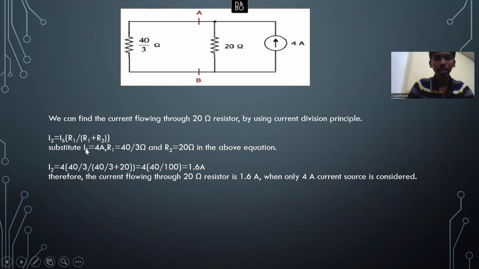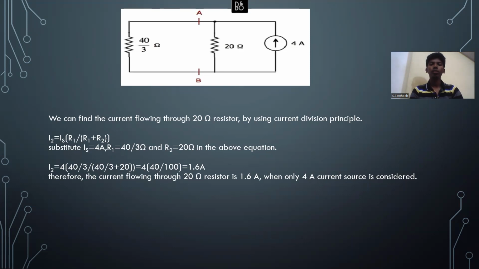So that's what we're substituting over here. It's given as Is equals 4A, that's 4 amperes, R1 equals 40 by 3 ohms, and R2 equals 20 ohms in the above equation. So I2 equals 4 into 40 by 3 divided by 40 by 3 plus 20. So you'll be getting it as 1.6 amperes. So that's current I2.